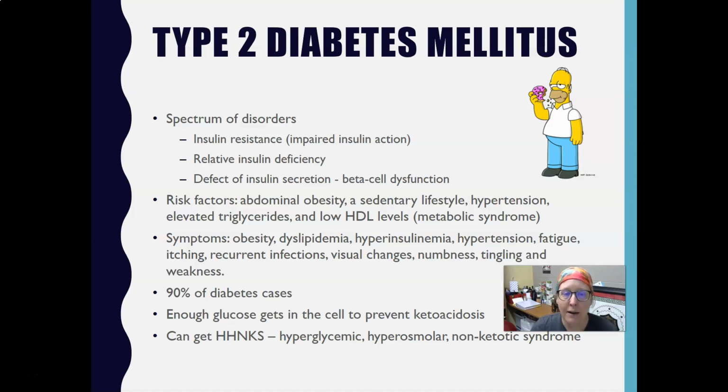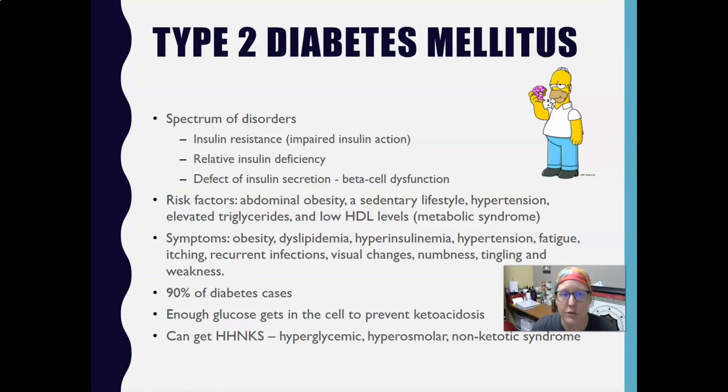And then if that keeps going on for years and years, these poor beta cells are constantly having to produce a bunch of insulin to try to make up for the lack of activity, then they basically get tired out. And you end up with a defect of insulin secretion, so then their insulin levels will start going down. That's when your type 2 diabetic patients will need to start taking insulin.